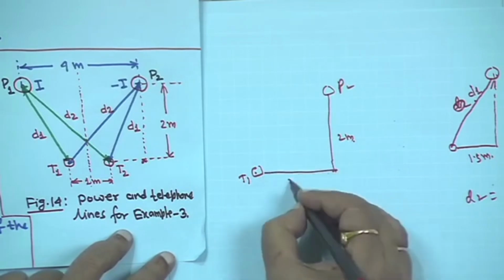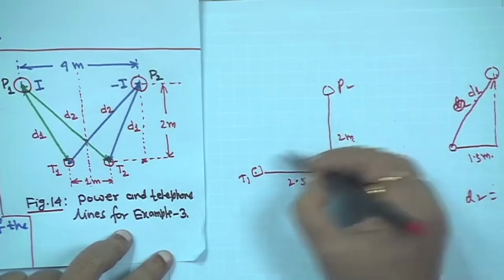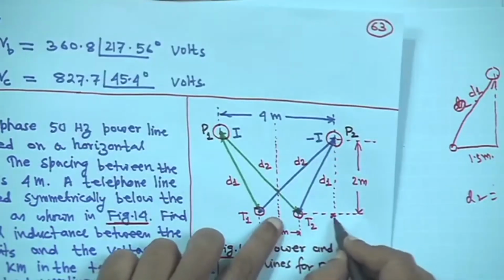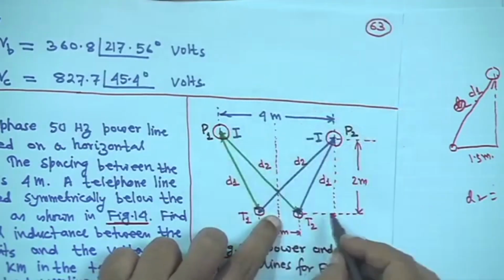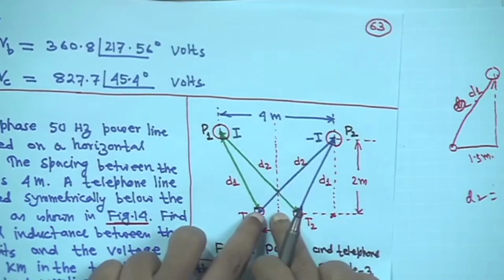So, this distance is 2.5 and this is 2 and this is your D2. Why is it 2.5 from here? From here to here it is 4. So, here to here it is 2 and between this telephone line is 1. So, from here to 0.5.